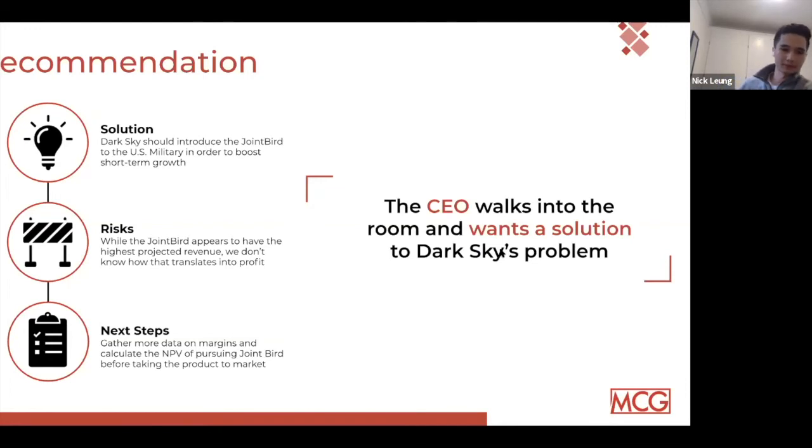So one of his risks was, right, we don't have enough data to really figure out if pursuing Joint Bird is a good venture. And so what he said in his next steps was, we can mitigate this by gathering X specific data that would help us get a finer calculation or a better idea if this project will be successful. And that's how the case will end.